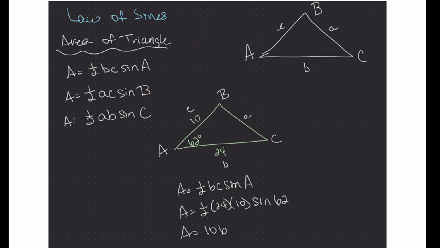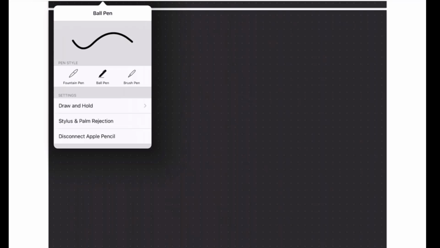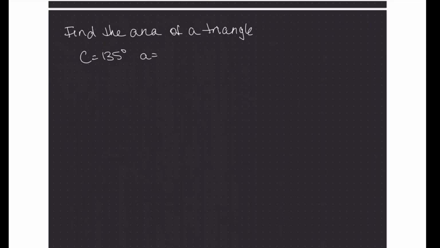One more quick example. Sometimes they won't draw out the pictures of the triangles. They'll just tell you what they want. For us today, they want you to find the area of a triangle. And they're going to give you C equals 135 degrees, A equals 8 meters, and B equals 12 meters.